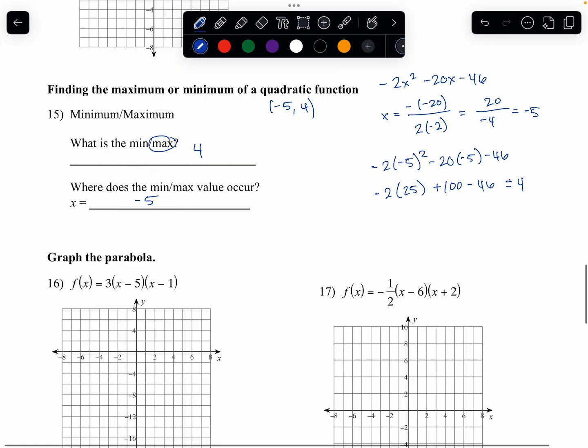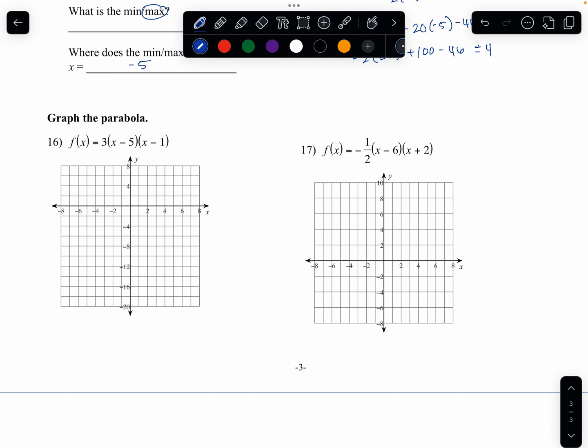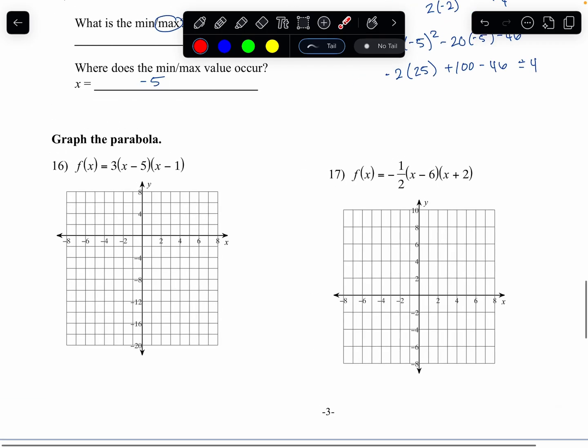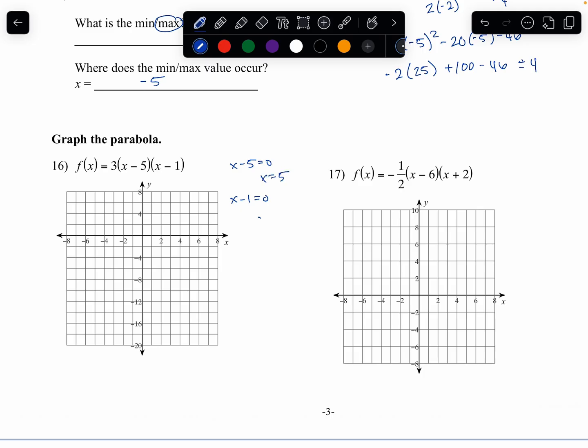Now, as for these last two, I think there's only going to be one of these on the test, but this is just graphing in intercept form. So I can see here my intercepts. So if I take x minus 5 and set it equal to 0, x minus 1, set it equal to 0, solve for x by adding 5 and adding 1, I'll get x equals 5 and x equals 1 as my intercepts. So 1 and 5 right there.